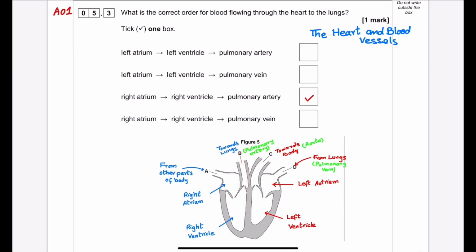Whereas aorta is responsible to carry the blood to the rest of the part of the body. So the order is the right atrium, the right ventricle, and towards the pulmonary artery. So this is the correct option.